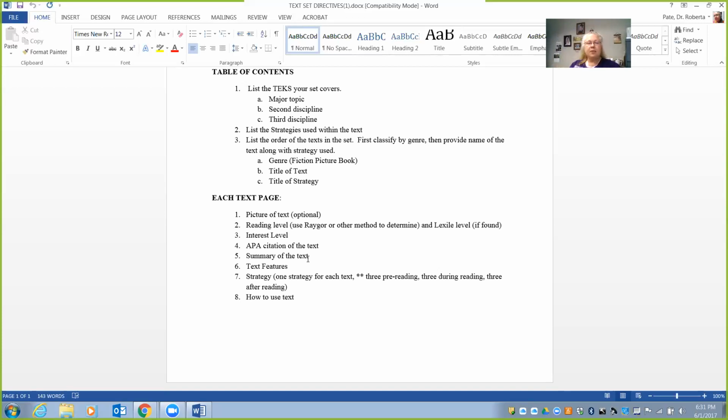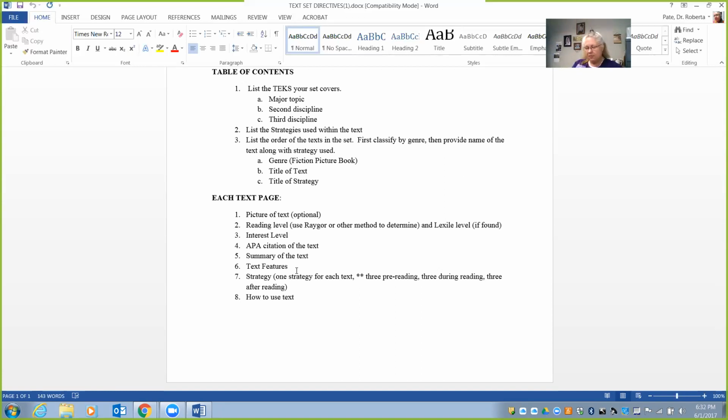Okay? And then text features. As we go along and talk about text features, first off, are there any pictures? In this book, there are no pictures. The only thing this particular book has is a verso page. It has a memory page. There is a little sketch of the Alamo itself. But this would be considered a novel, so it's just a novel. There are no other features with it.